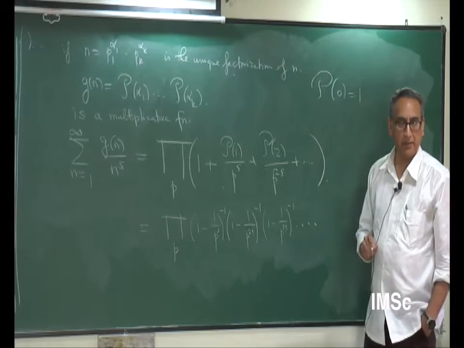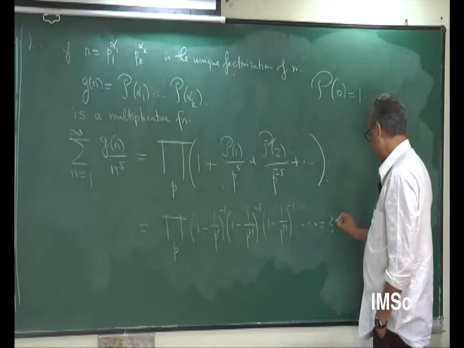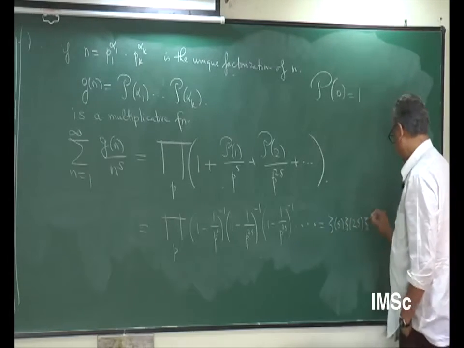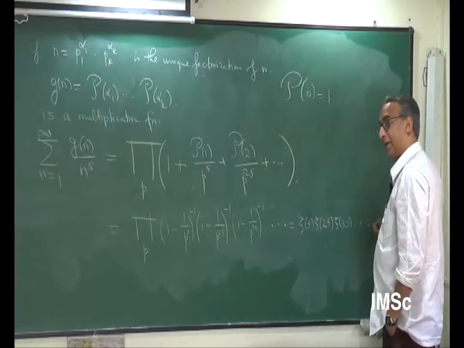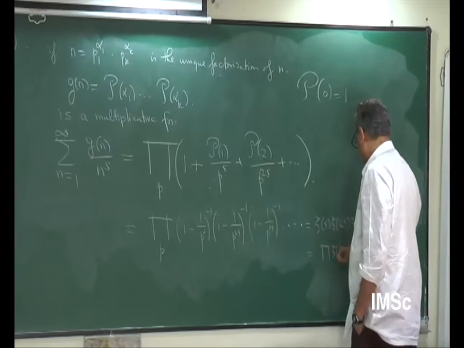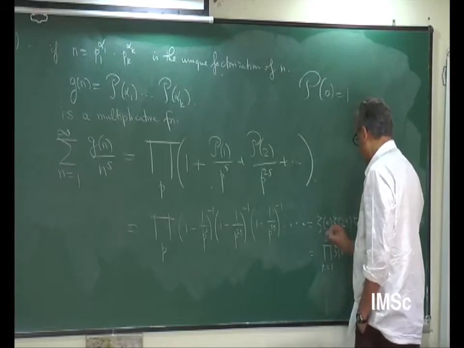Looks awfully familiar, right? It's the product of zeta functions. So it's zeta of s, zeta of 2s, zeta of 3s, dot, dot, dot. So it is actually the product of zeta of ks, k going from 1 to infinity. You would have never guessed that.